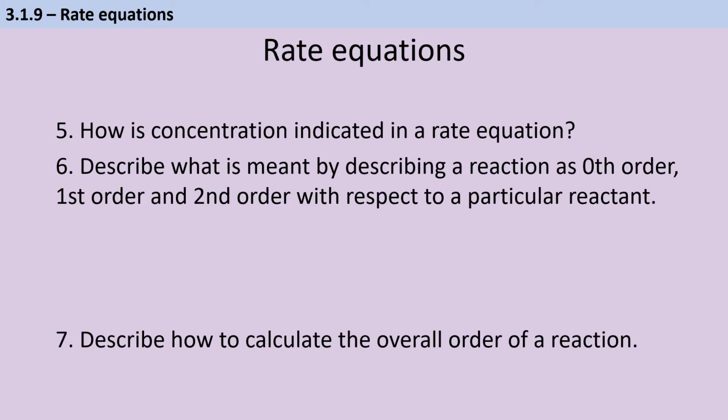In rate equations, we show that we're talking about concentration by using square brackets. In order to work out whether a particular reaction is 0th or 1st or 2nd order with respect to a particular reactant, what we do is we change the concentration of that reactant and see how it affects the rate.